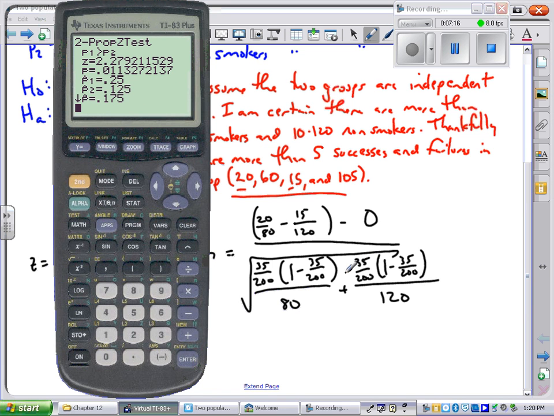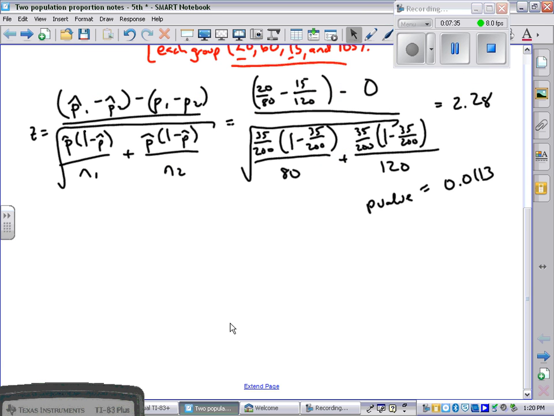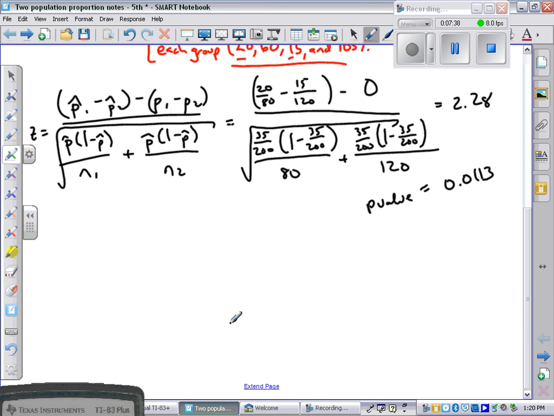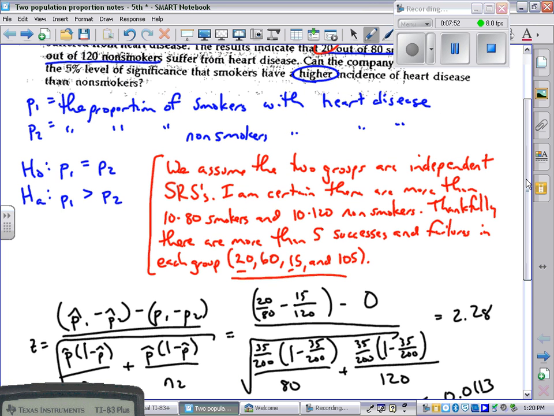And so that equals 2.28, giving me a p-value of 0.0113. Now with that little old tiny p-value, what do I do? Reject H0. So I'll use green. Since my p-value is so small, and by small was defined in this problem as being 5%, a 5% level of significance.